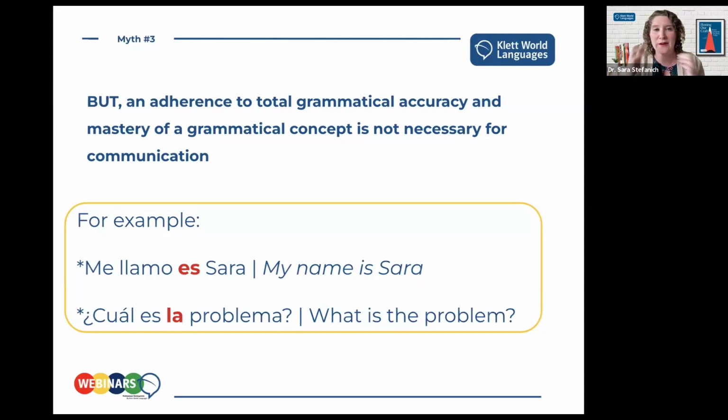So this first one here is very simple, very common. Students are introducing themselves and they say, "me llamo es," and then their name. That S is not needed there, and it makes this sentence ungrammatical. Or they might say something like, "¿Cuál es la problema?" Where problema, problem, is a masculine noun in Spanish, so it should be "el problema." So these sentences are not grammatically correct, right? There's errors here. But I would say that in 100% of scenarios, these sentences are comprehensible. You're going to understand what your student is trying to communicate to you. If they say, "me llamo es Sarah," then you know they're trying to tell me their name is Sarah. That error doesn't cause any breakdowns in communication. Same way with "la problema."